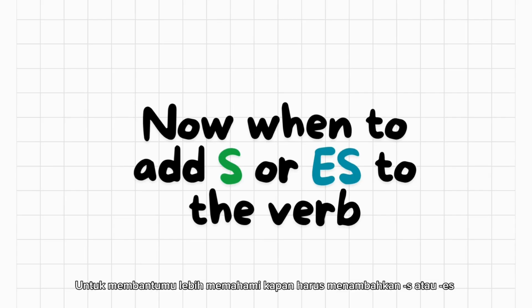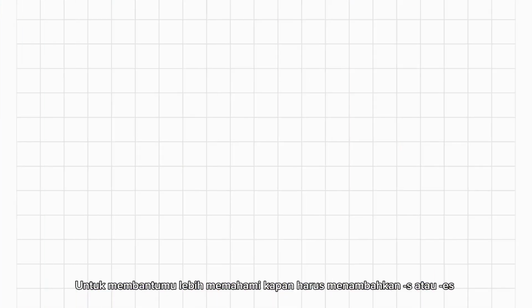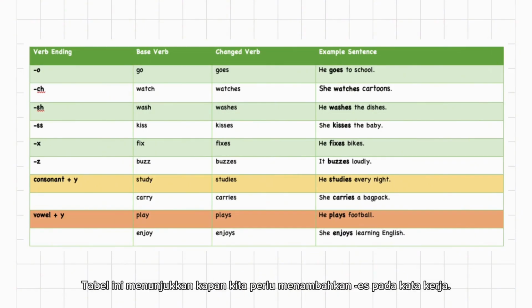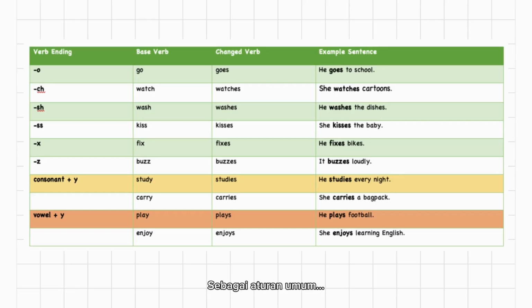To help you better understand when to add S or ES, take a look at this table too. It shows you when we need to add ES to a verb in the simple present tense. As a general rule, we use ES for verbs that end in O, CH, SH, SS, X, or Z. For example, go, goes. He goes to school.